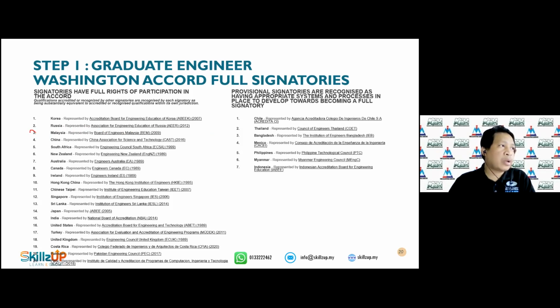So we are also one of the members that signed the Washington Accord. Our degree programs in Malaysia are also accepted by the engineering society or the regulatory body in those countries. That is in general.